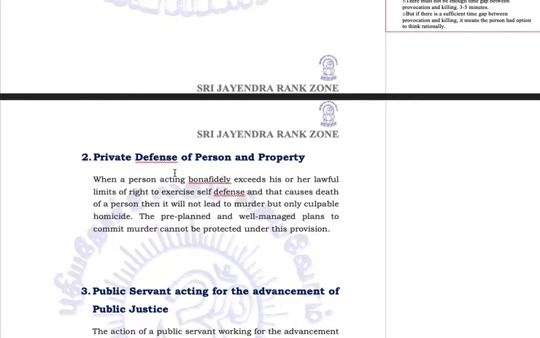Private defense of person and property, we discussed that. You are allowed to do private defense of your person and your property, and while doing your private defense or private defense of the property, you end up killing someone.